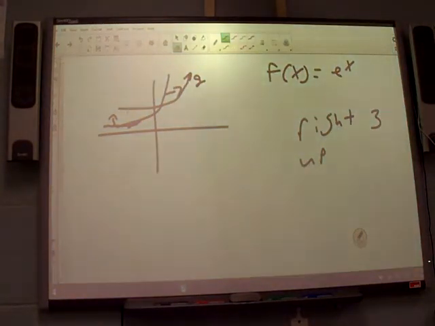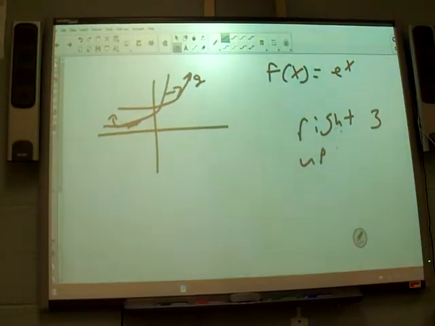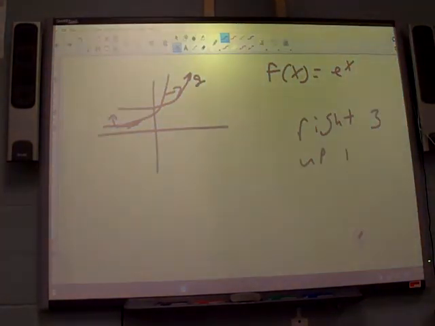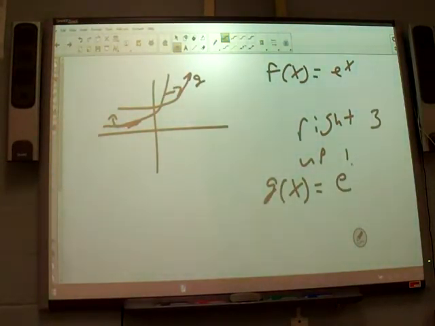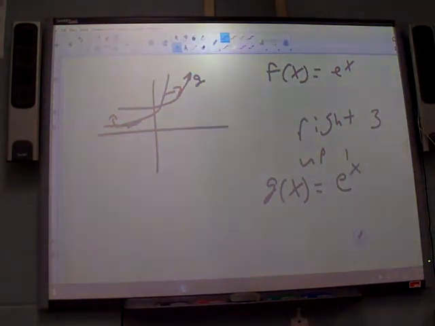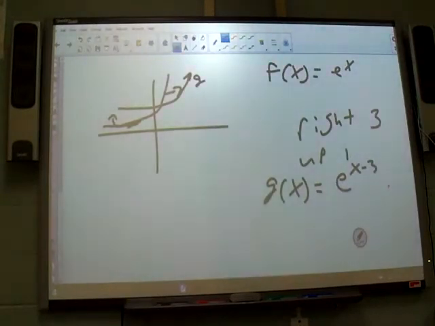See, it was leveled out here at 1, and then my other one levels out at 0, so it just went up 1. So we'll say g of x equals e, and like y'all said, right and left goes the opposite way, so x minus 3, and then plus 1 on the end.